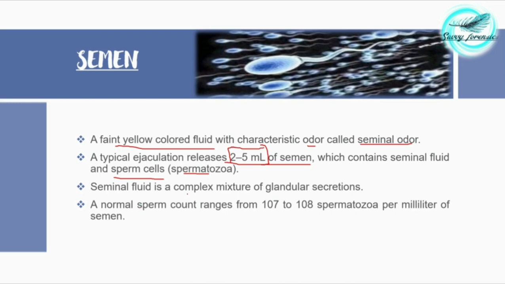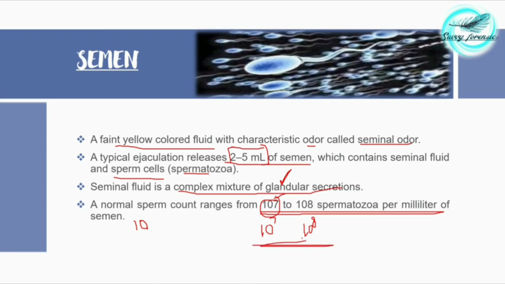The seminal fluid is a complex mixture of glandular secretions. Now, why are we saying that it is a mixture of glandular secretions? Because various glands are involved in its secretion, which we'll be looking at further. A normal sperm count ranges from 10 raised to the power 7 to 10 raised to the power 8 spermatozoa per milliliter of semen. You also have to remember this, this is also very important.